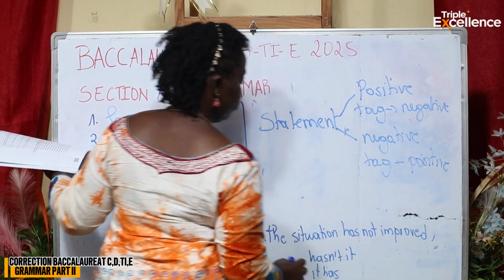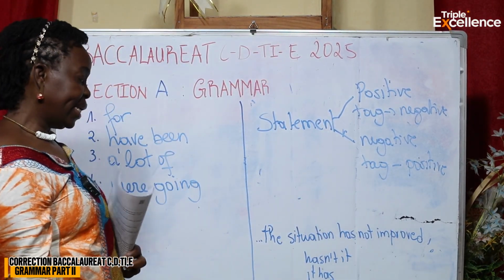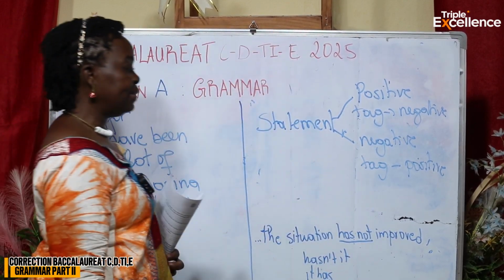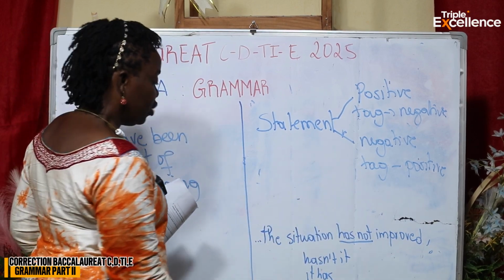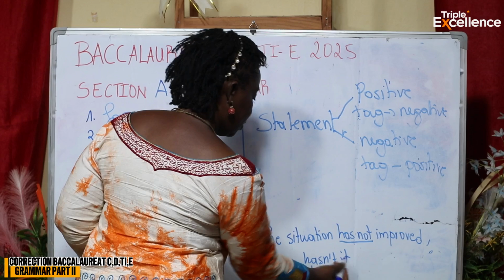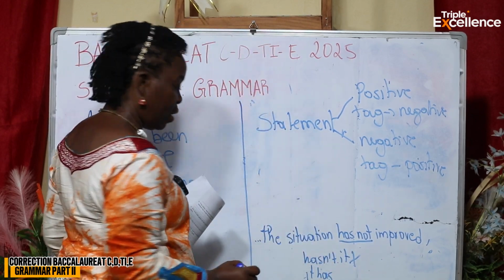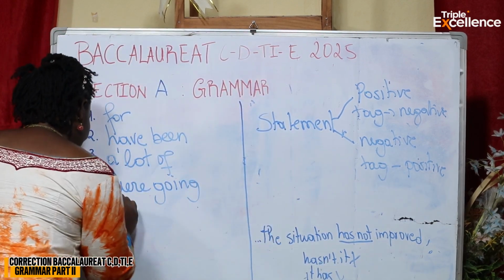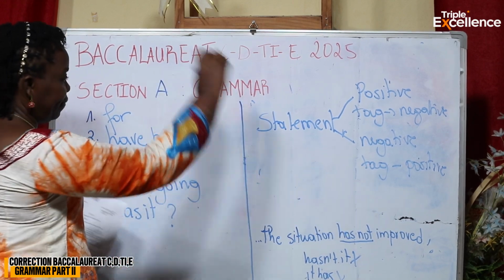So at this level, you realize that our sentence or our statement is negative. The situation has not improved. Negative. So our tag should be positive. That's why hasn't it, which is negative, is wrong. It has is not the proper way of doing it. So the correct answer is has it. It's supposed to be positive.